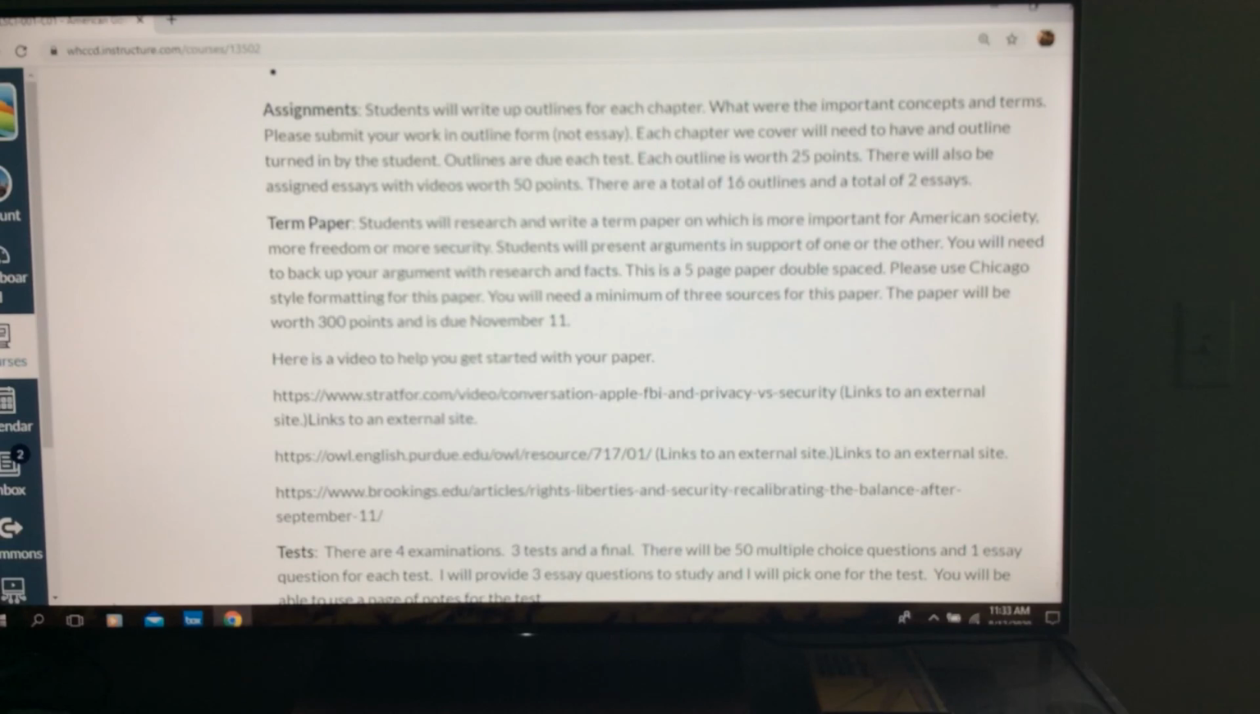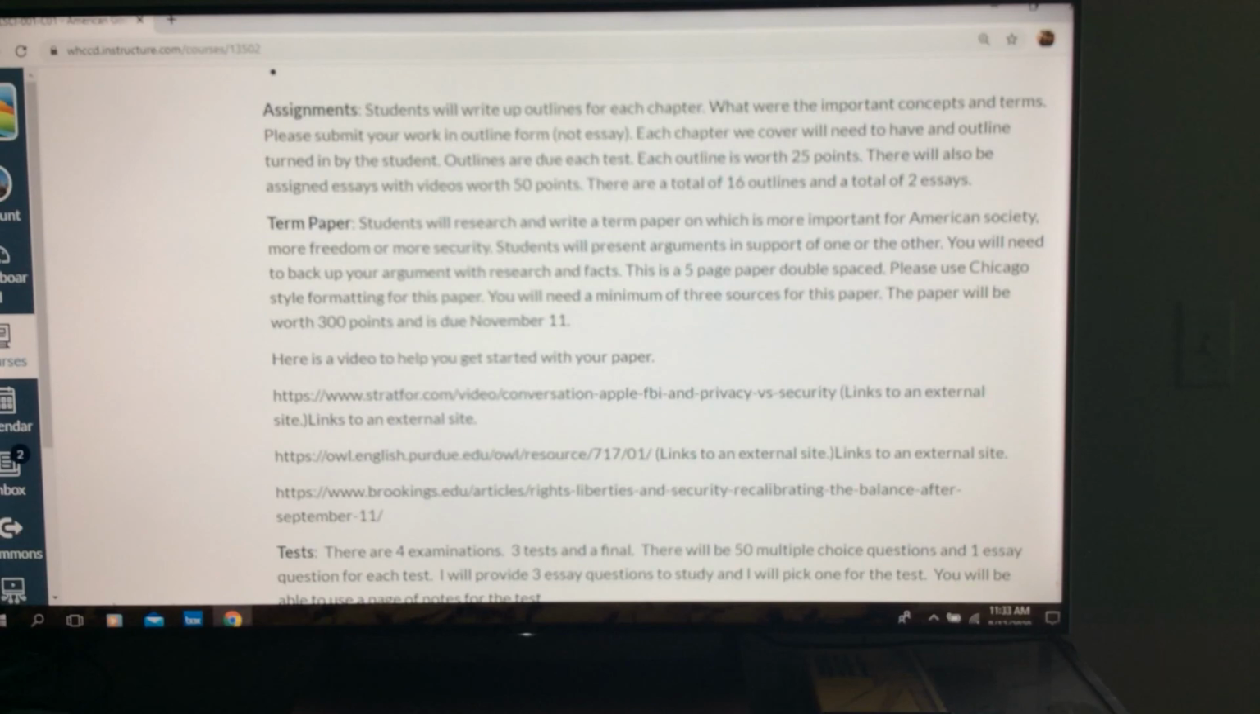When I'm looking at more freedom or more security, a perfect example right now is COVID-19. Are you willing to let the government have total control and say you can't go out at all to protect you? Or are you more on the side of freedom? I want to go out and do what I want. So you're going to make that argument for me, and you're going to back it up with research, one or the other. Okay? It starts when class starts, all the way till November 11th.